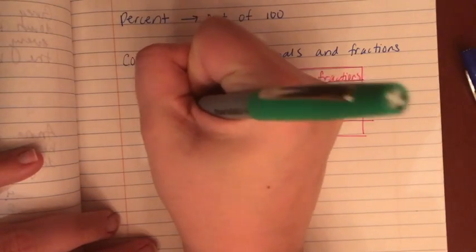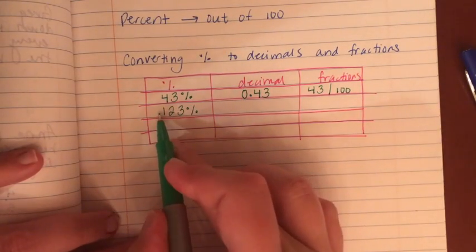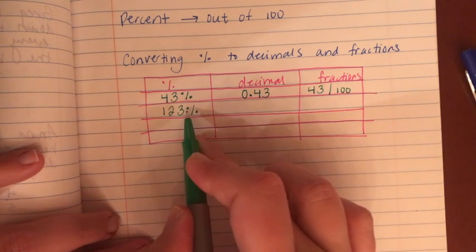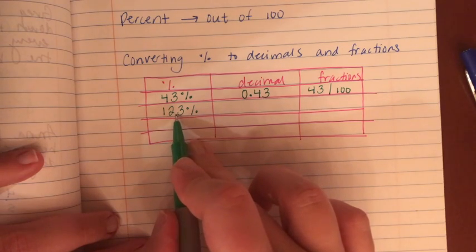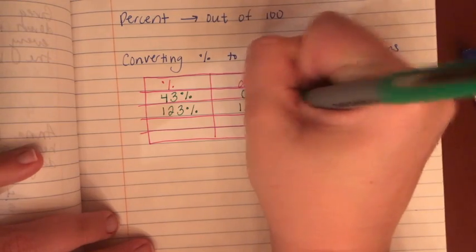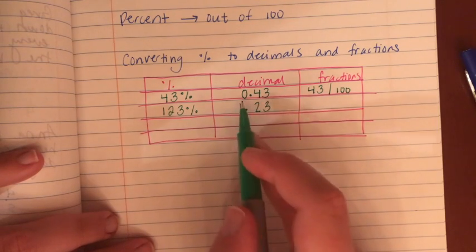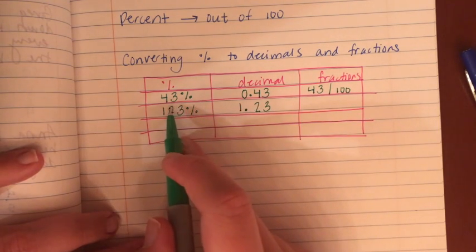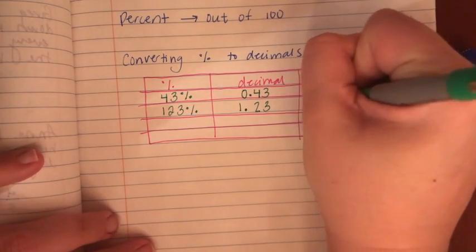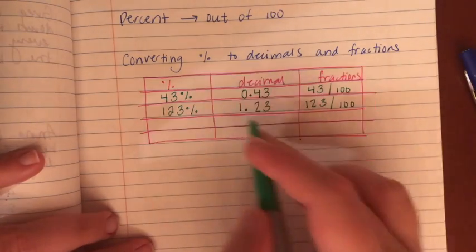Okay, let's do another example. Let's do 123%. So again, it's not going to be 0.123 as my answer. To get it to a decimal, I'm going to start at the end, and I'm going to divide it by 100, which means I move my decimal in 2 places, and I would get 1.23. Which makes sense because this is over 100%, so it makes sense that here I'd have 1 point something. And so then when I go to a fraction, this just again means out of 100, so 123 out of 100.